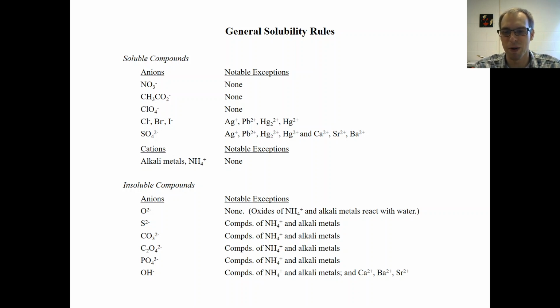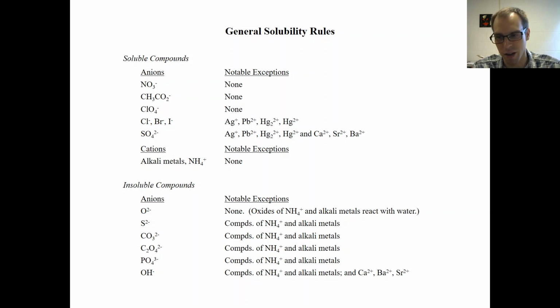On the other hand, we have some anions where most of them are insoluble, and there are exceptions that are soluble. That's down on the bottom half of our chart here. So we have the oxide anion. There are no exceptions. Oxides that form from NH4+ and alkali metals react with water, so they don't really dissolve in water, they react with water. So there are no exceptions. Anything that forms an oxide will be insoluble.